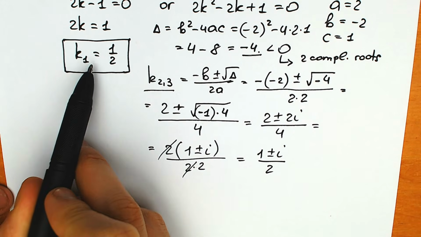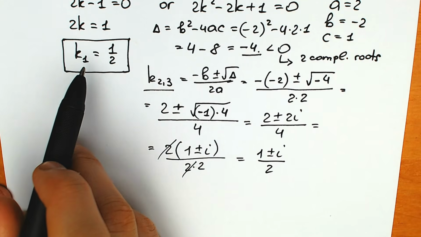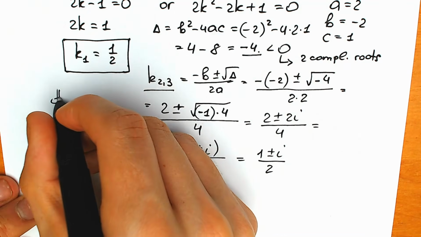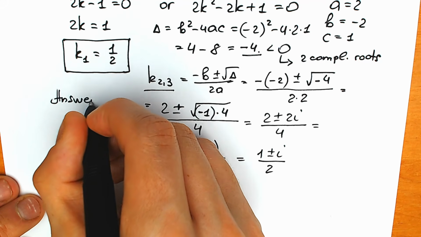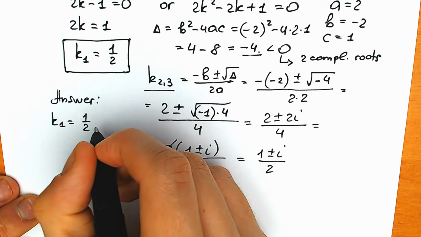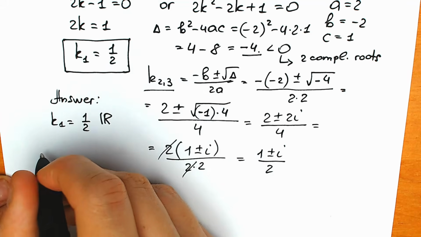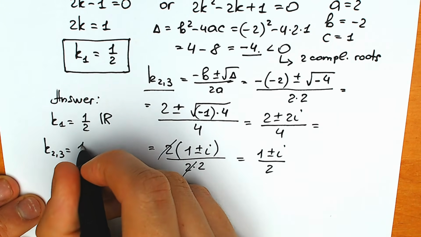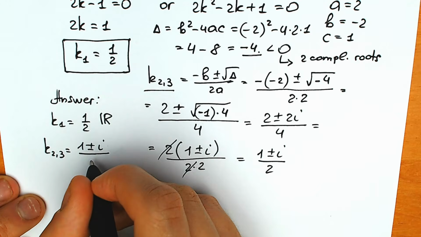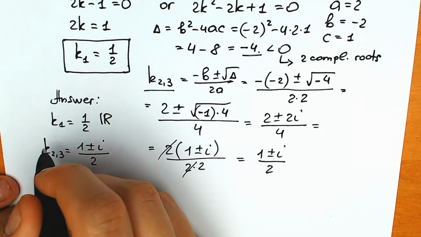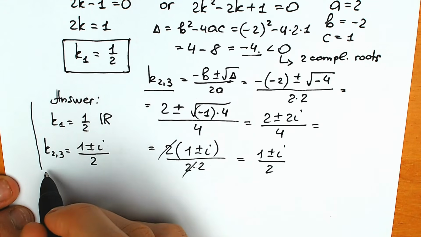In the end, let's check real quick our root, and I'm going to say a few really important thoughts about this question. So our answer to this question: k first equal to 1/2. This is our real number root. And k second and third equal to 1 plus minus i over 2. So this is our solution to this question.